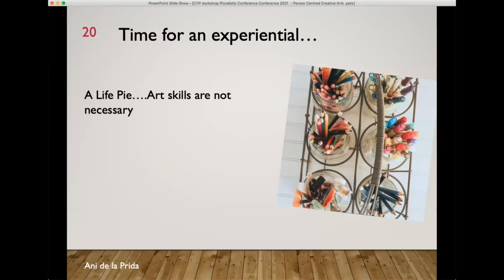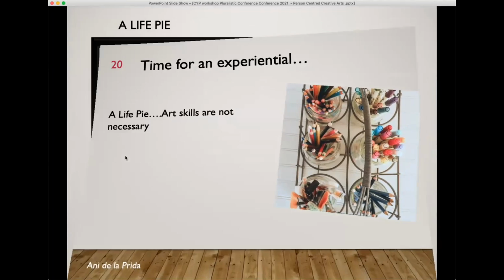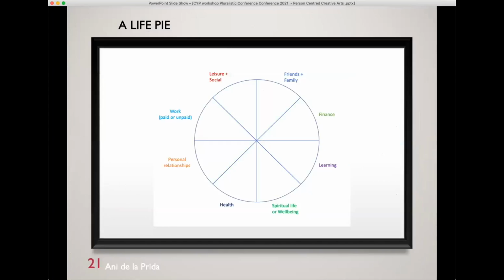Sometimes this works better with slightly older people, children and young people who don't really want to do a bar chart. Often with teens, I do this. It's called a life pie. So I'd like you to draw a circle and divide that circle into 8 segments of pie.